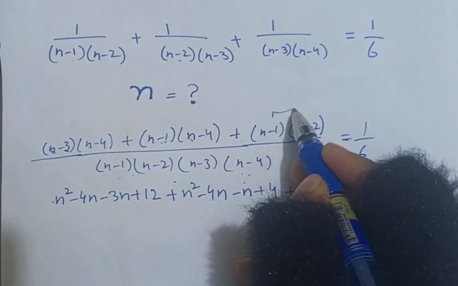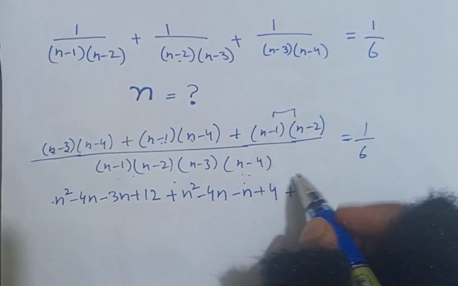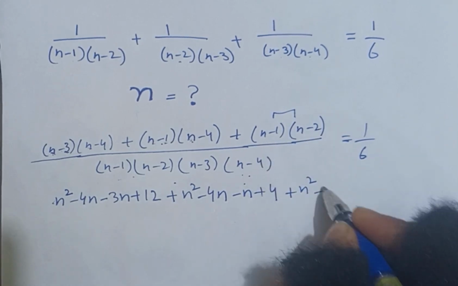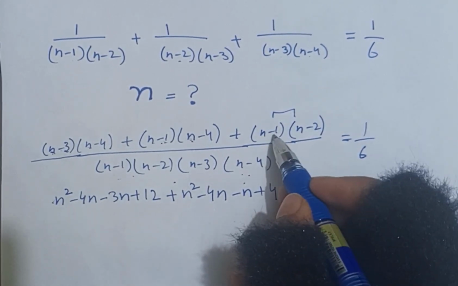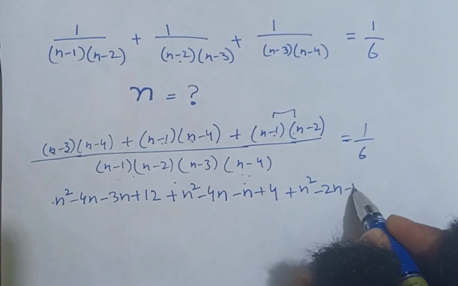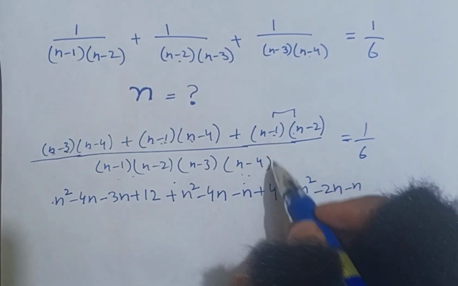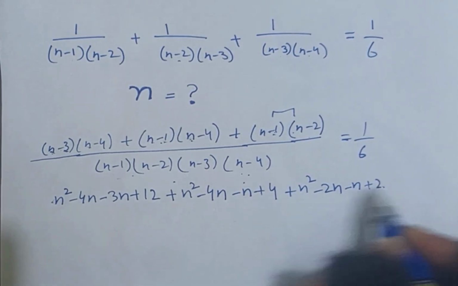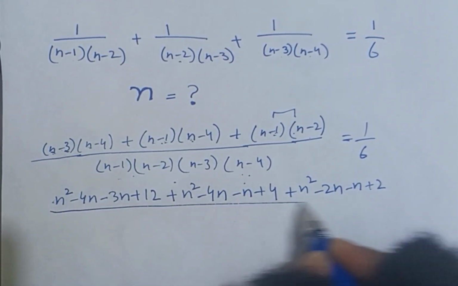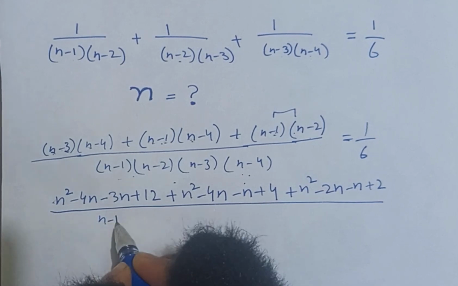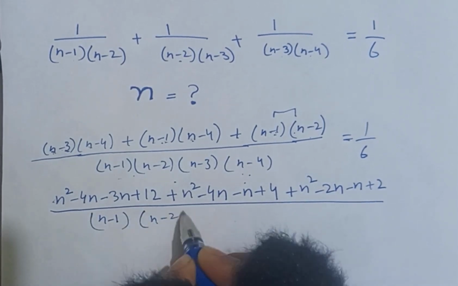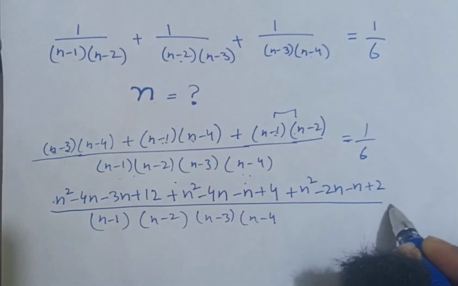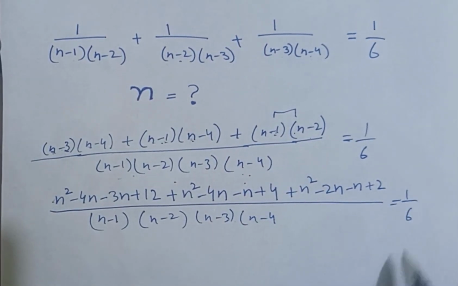Now multiply these two values. n multiplied by n is n square. Multiply n by minus 2, we get minus 2n. Multiply minus 1 by n, we get minus n. And after that, multiply minus 1 by minus 2, we get plus 2. And the denominator is (n minus 1)(n minus 2)(n minus 3)(n minus 4). The right hand side is 1 by 6.